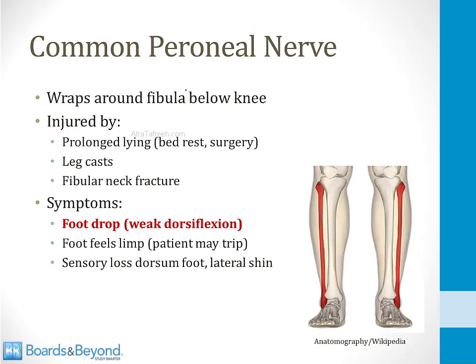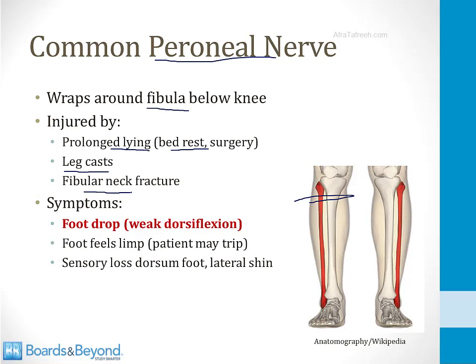Now let's talk about common peroneal nerve lesions, and to understand these lesions you need to appreciate that the common peroneal nerve wraps around the fibula below the knee. Remember that peroneal and fibula are words that derive from the same root meaning a clasp. So common peroneal nerve lesions often happen when there's pressure on the area near the fibula below the knee. This could be from prolonged lying, like bed rest or surgery. Sometimes a cast on the leg can do this, and sometimes a fracture of the fibula at the neck can do this.